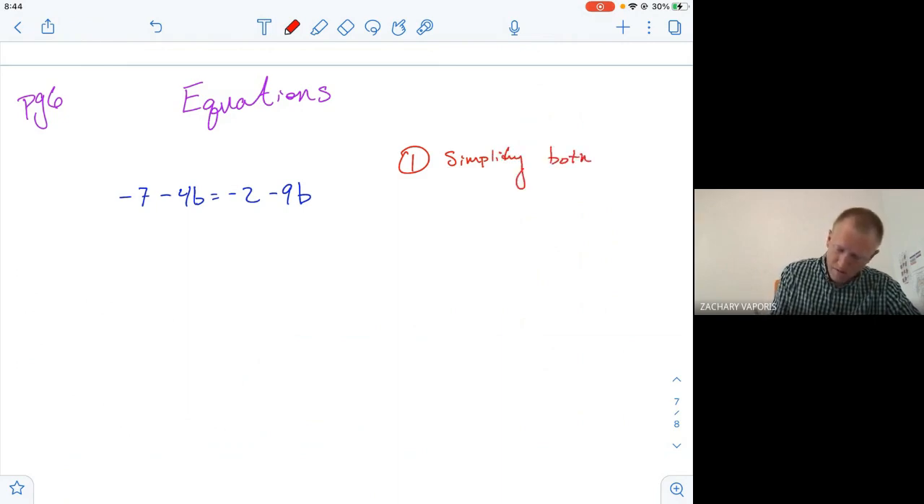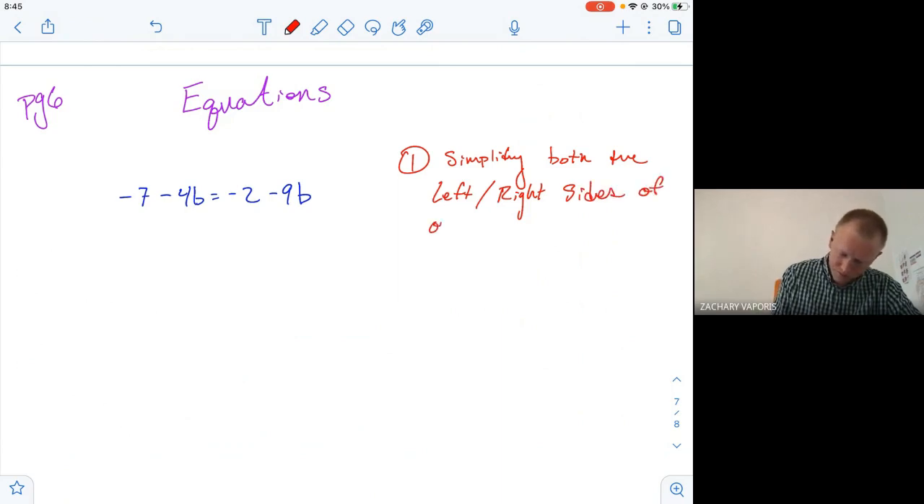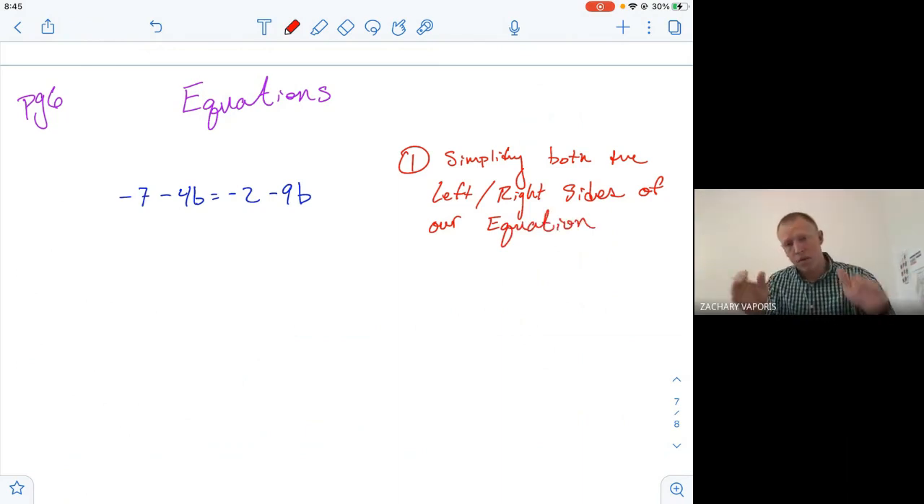both the left and right sides of our equations. Okay, so go ahead, write that down. I want you to simplify both the left and right side of our equation. Now, that does not mean, I want to stress this, that does not mean shifting things left and right. Okay, that's not actually the work of solving it.